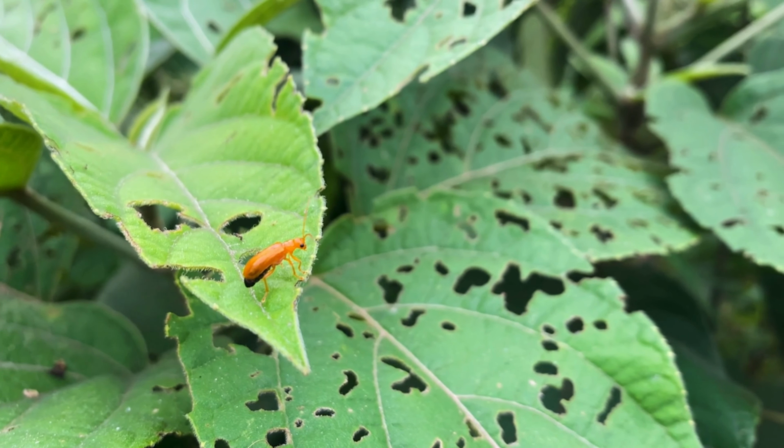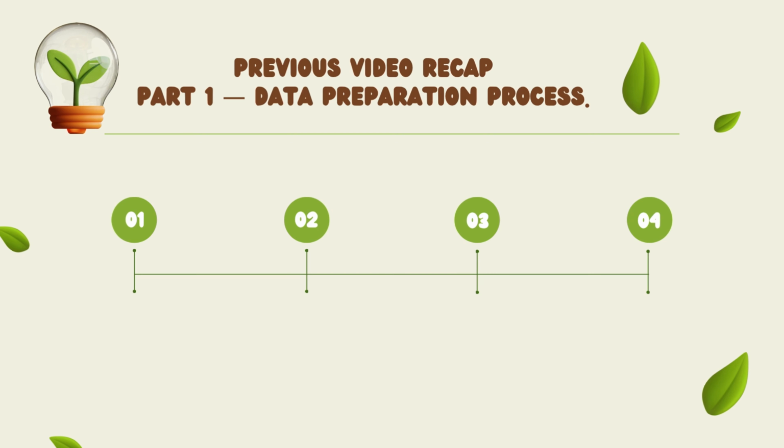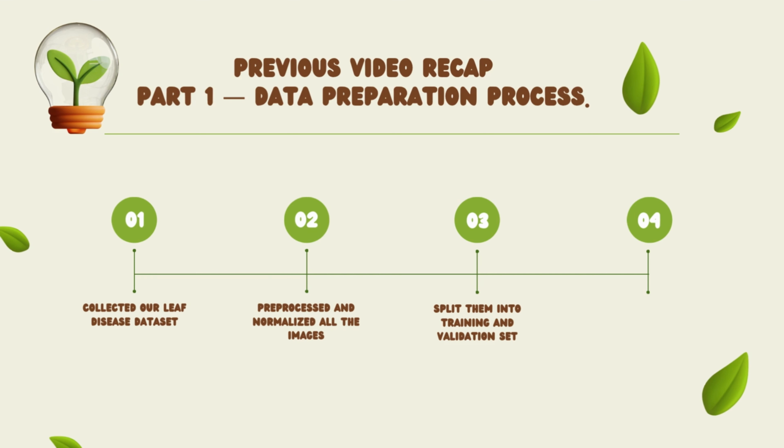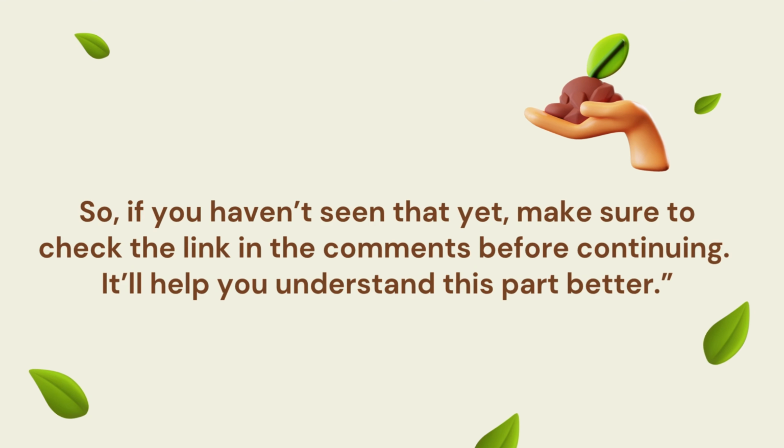In the previous video, part 1, we worked on the entire data preparation process. We collected our leaf disease dataset, pre-processed and normalized all the images, split them into training and validation sets, and even visualized a few healthy and diseased leaf samples. So, if you haven't seen that yet, make sure to check the link in the comments before continuing. It'll help you understand this part better.